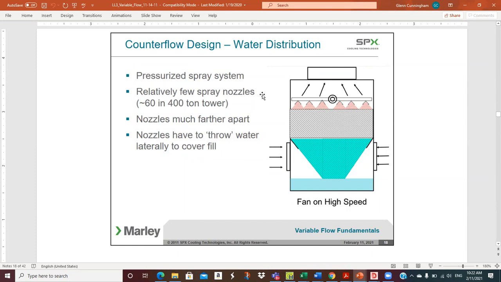And so this is showing with the fan on high speed. It doesn't show the fan, but it's blowing air into the bottom part of the tower, and then it turns and goes up through the fill like this.